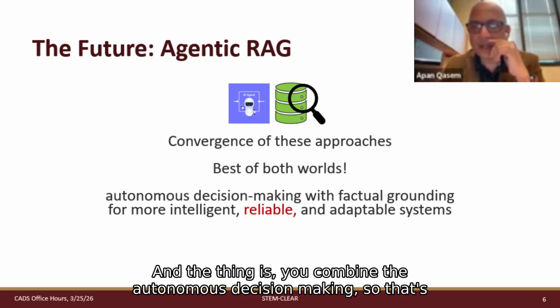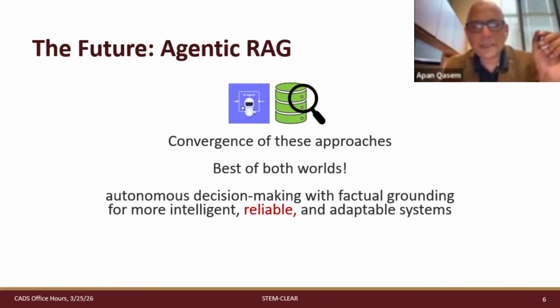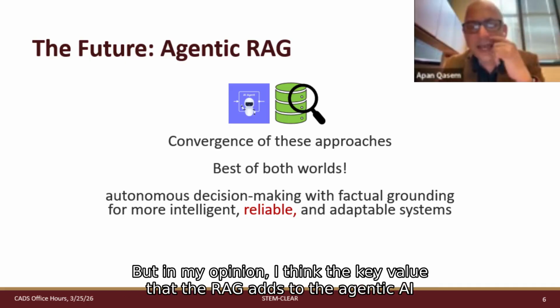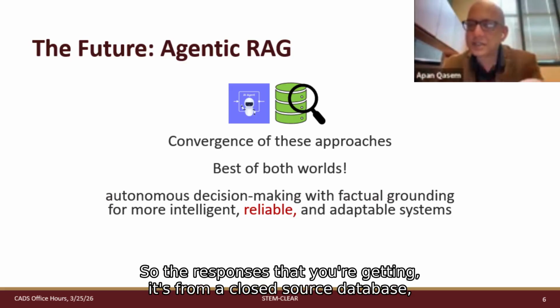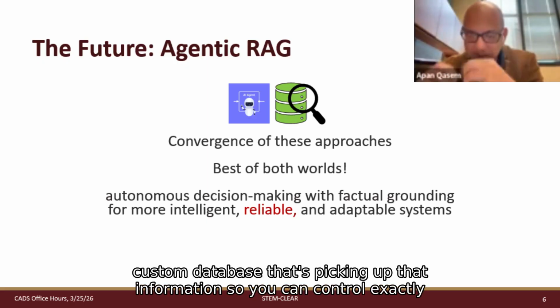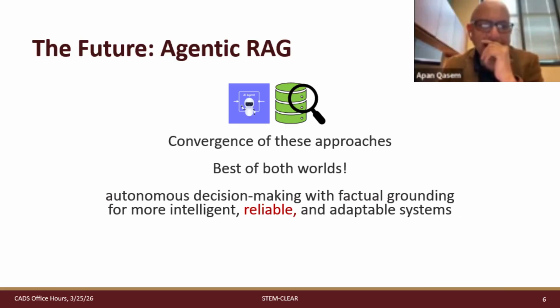And the thing is, you combine the autonomous decision making. So that's there. You customize it to do its own thing. But in my opinion, the key value that the RAG adds to the agentic AI framework is this reliability, right? The responses that you're getting are from a closed source, custom database. It's picking up that information, so you can control exactly the behavior that you want and how you want to restrict it. Okay. All right.